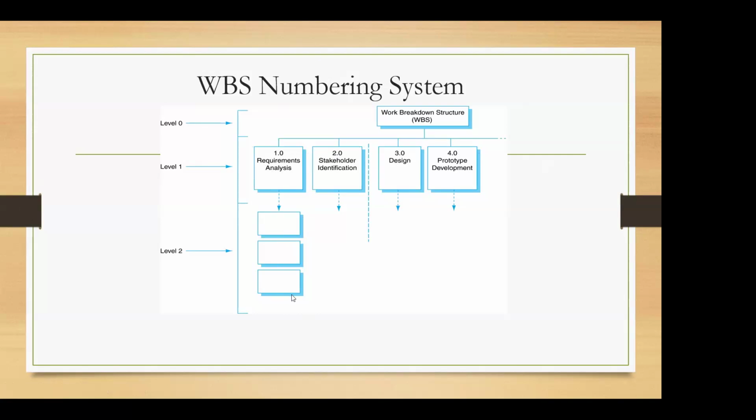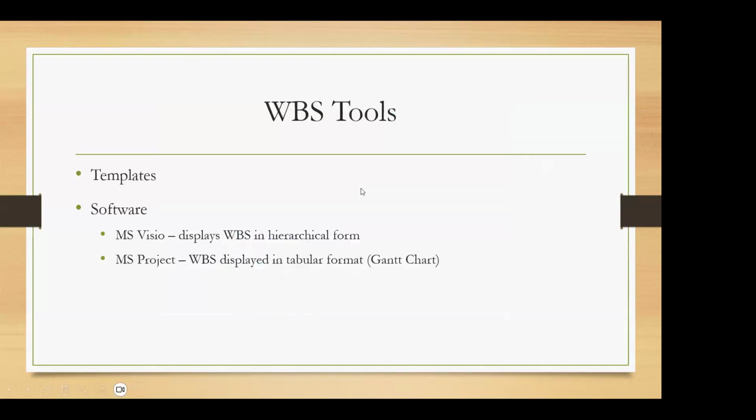So when you go to level 2, we start with 1.1, 1.2, 1.3, likewise. The level 3 will have 1.11, 1.12, likewise. Okay. So there are different templates that can be used when we are developing the work breakdown structure. And there are software tools like Microsoft Visio, right? You can show it in a hierarchical form, or Microsoft Project helps you to display the work breakdown structure as a table. So here they use the Gantt chart, right? They use the Gantt chart in order to show it in a tabular form.